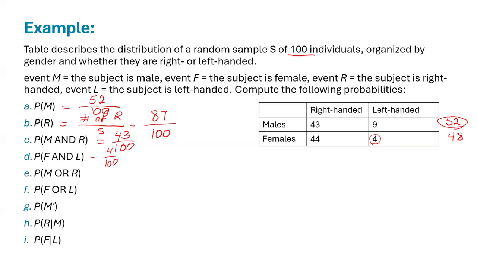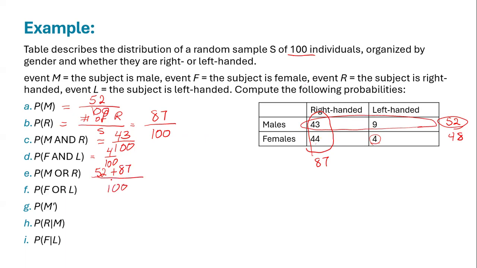Part E says find the probability when the subject is male or right-handed. This time we have "or." We said "or" means adding all together. That means adding all of the males and adding all of the right-handed people. How many males do we have in total? 52. How many right-handed do we have in total? 87. So that means I need to add 52 and 87, all the outcomes, and divide by 100.